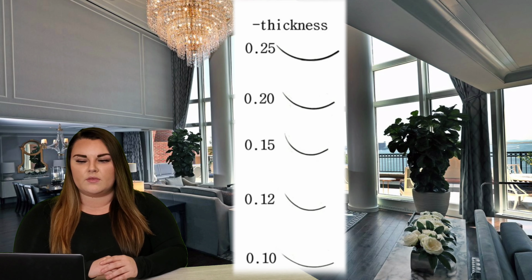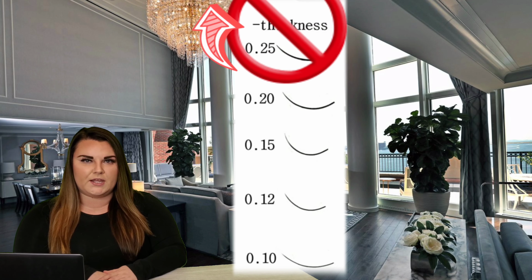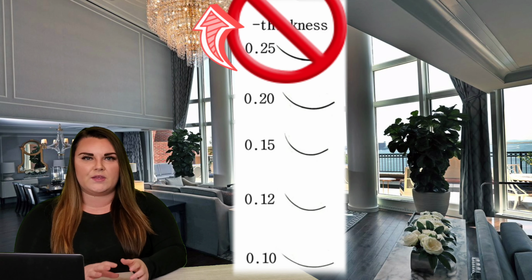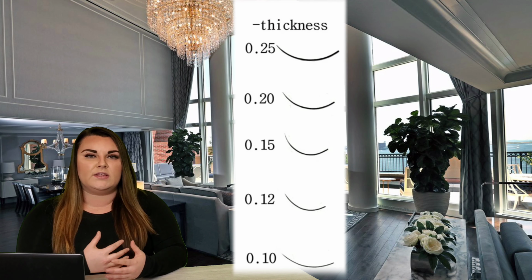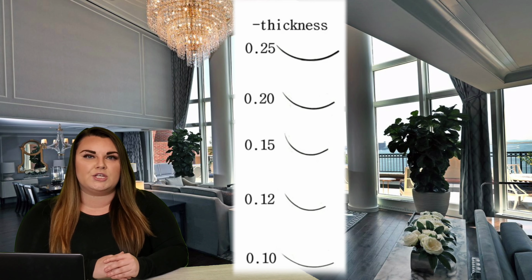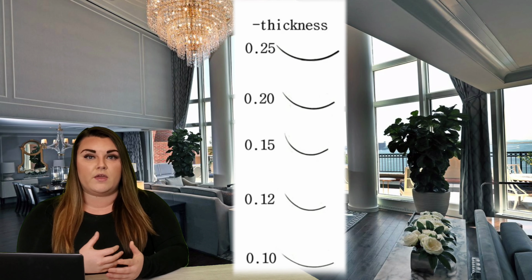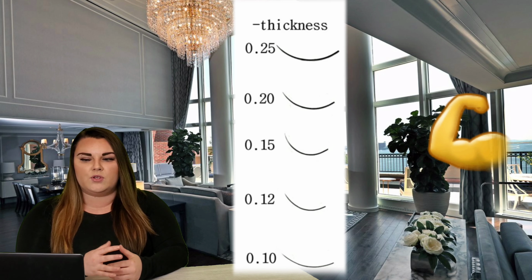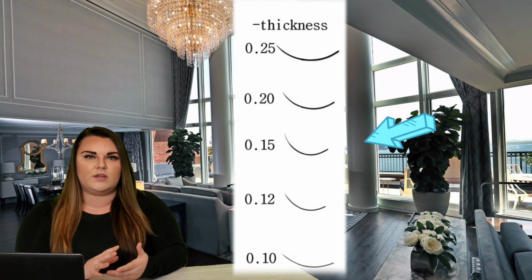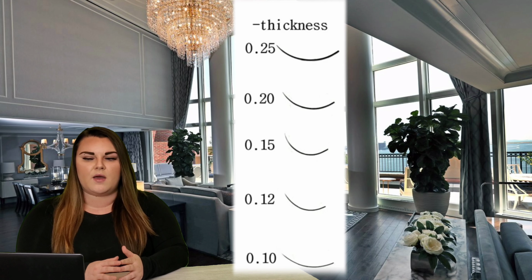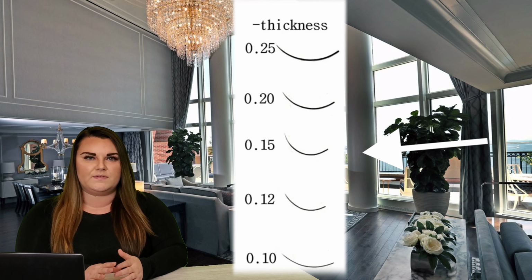Now, I wouldn't recommend using anything above 0.20 because that is just way too thick of a classic lash extension to use on your client's natural lashes. Realistically, our natural lashes are not thick. If they really are in good shape, I would use 0.15. And in rare occasions, I would use 0.20, but most of the time I use between 0.10 to 0.15.